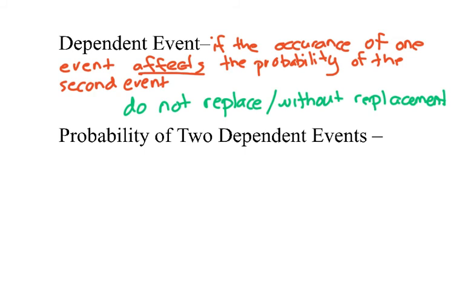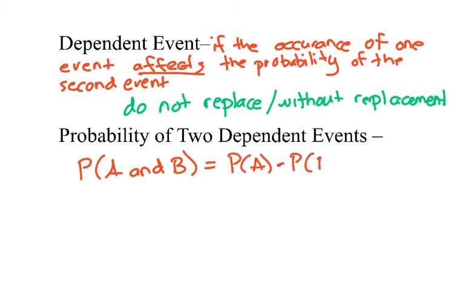So we still do the same math when we find the probability of two dependent events. The probability of A and B. However, we're going to have the probability of A times the probability of B after A. And this B after A is what changes, because it's no longer equal to the probability of B.